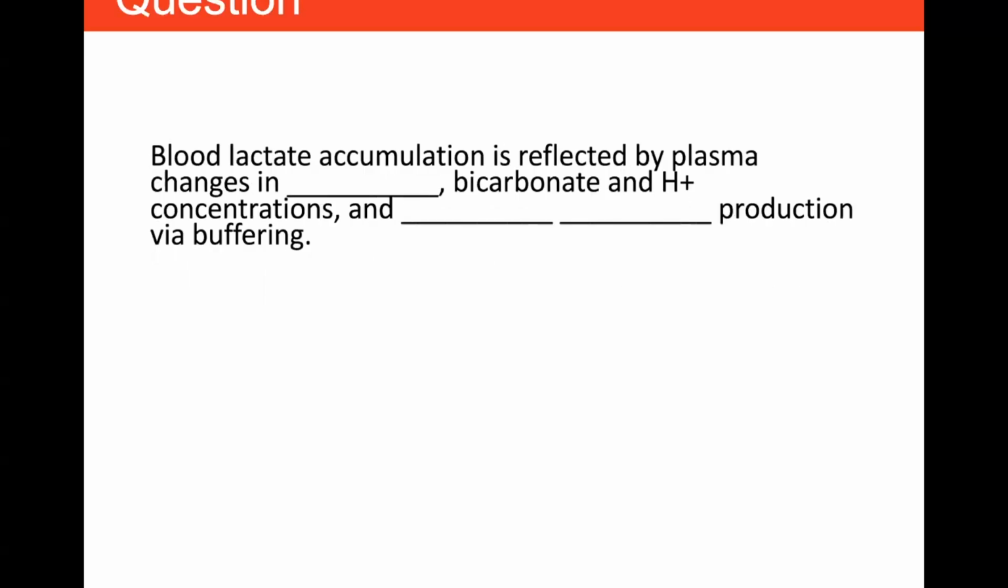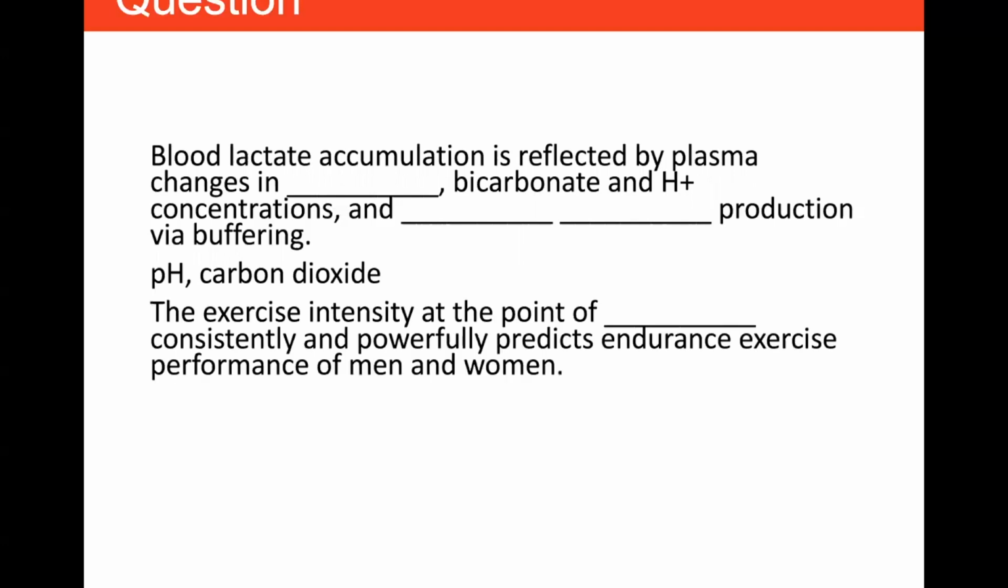All right, next one. Blood lactate accumulation is reflected by plasma changes in what? Bicarbonate and H+ concentrations and what? Production via buffering. So if you think about this, we can see what's happening to lactate by knowing what happens to the pH, what happens to the bicarbonate and H+ concentration, and carbon dioxide production via buffering, via that equation that we talked about.